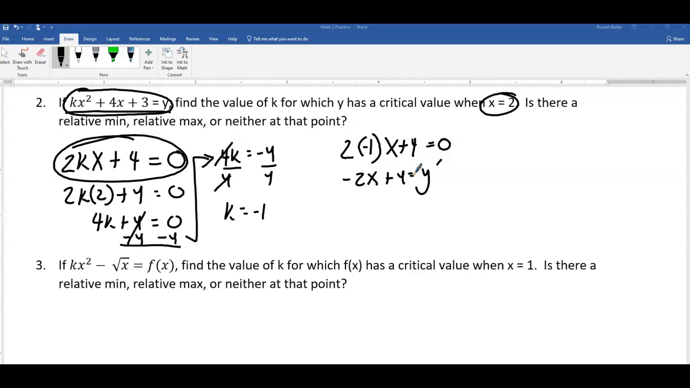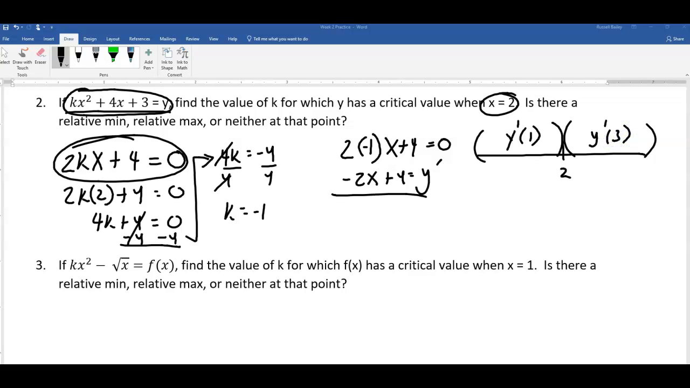All right, and then we can do our number line test. Now we already know the critical value is at x equals 2. So we just need to do our number line test using this. So I would plug in y prime of 1 and y prime of 3. If you plug 1 in here, you're going to get a positive answer. And if you plug 3 in here, you're going to get a negative answer. And so we're going from a positive slope to a negative slope, and therefore at x equals 2, we have a relative max.